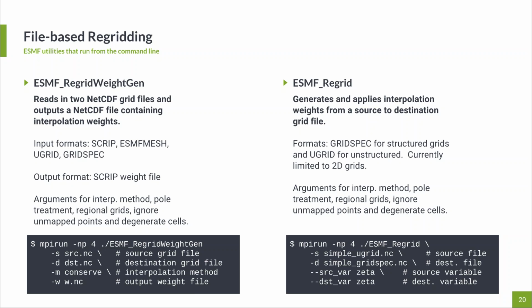That's just giving you the weights on the left. And there are some options to the command line argument for what kind of interpolation you want to do and whether it's global or regional grids that you're working with. And then on the right, this both generates the weights and applies them from a source to a destination grid file. So if you have grid files that have data in them, you can use this to do both the calculation of the weights and the regridding. You have to provide the names of the source and destination variables that you want to regrid.